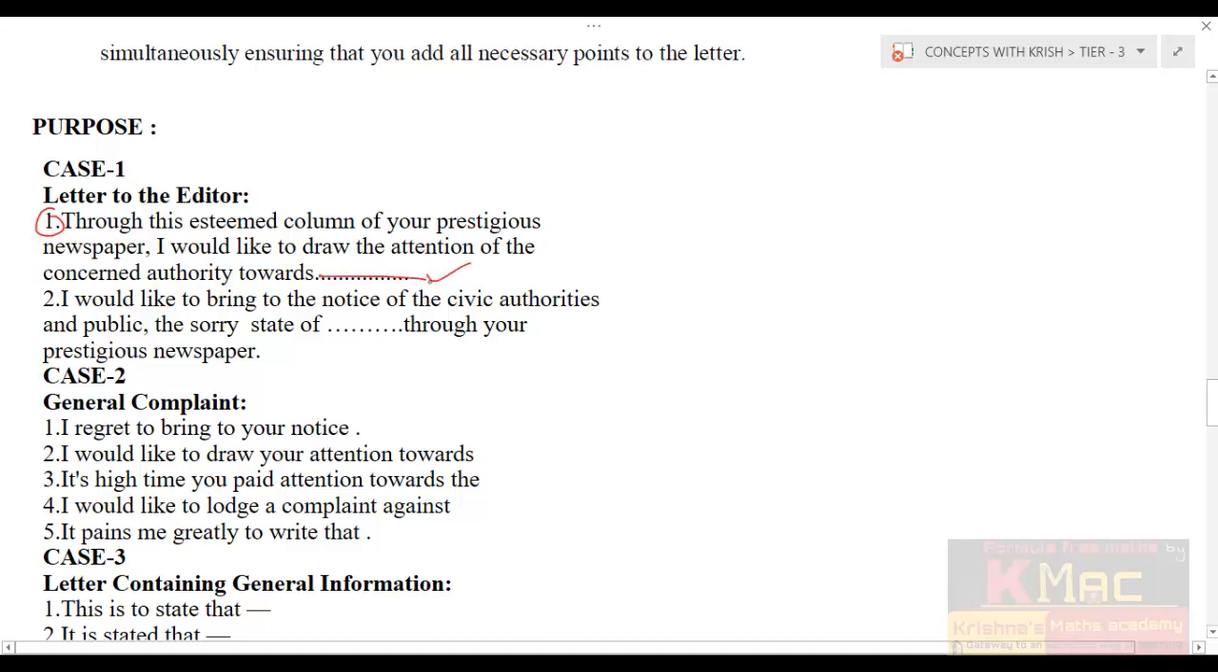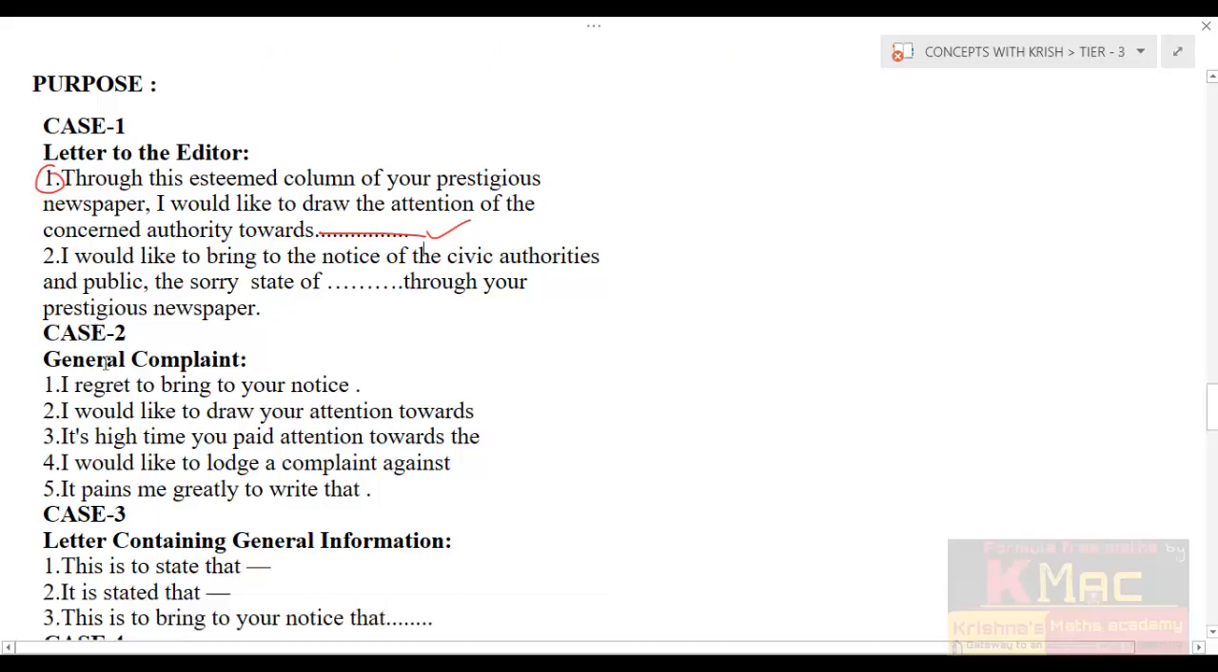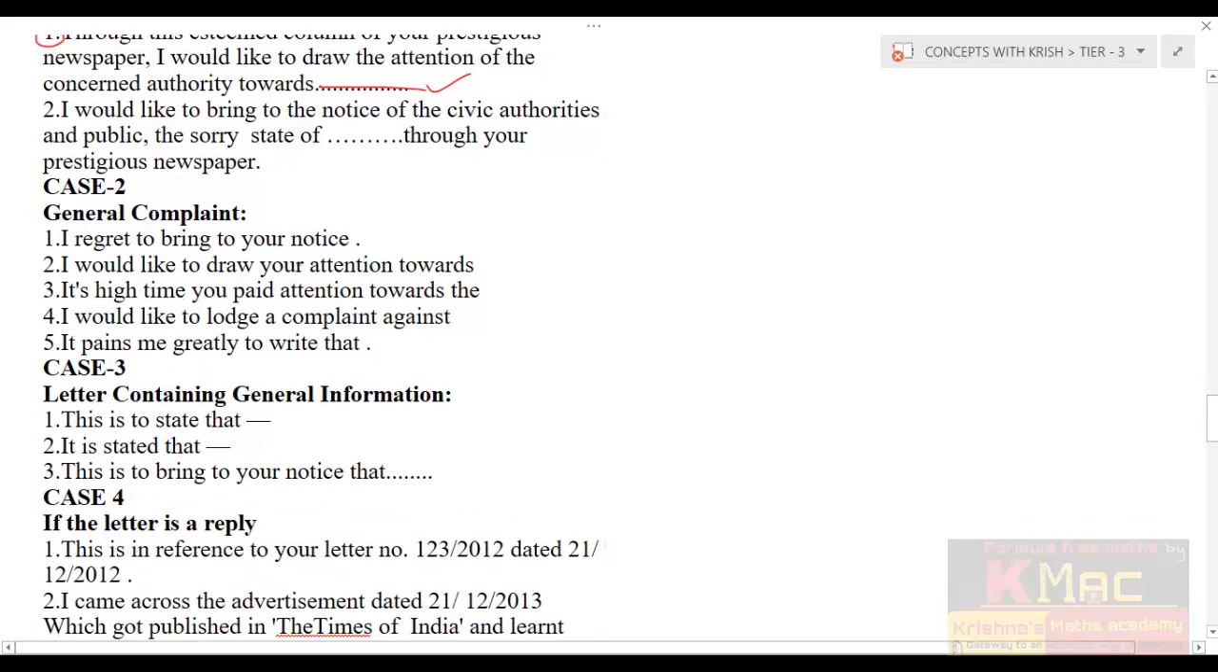This can be one good statement. Second is, I would like to bring to your notice of the civic authorities and public the sorry state of so and so through your prestigious newspaper. Okay. Second case, general complaint. I regret to bring to your notice. Okay, this is one. Second one is, I would like to draw your attention towards.